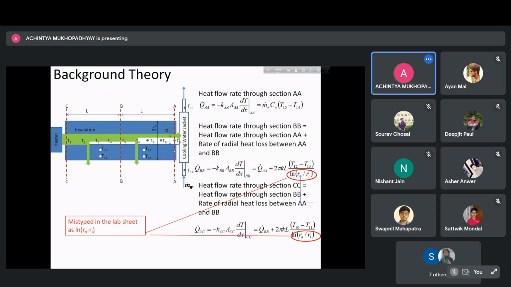Yes, temperature gradient in which direction? In the radial or axial?